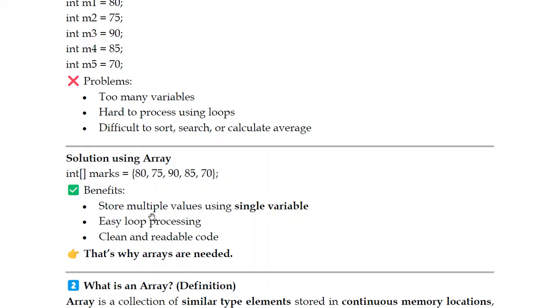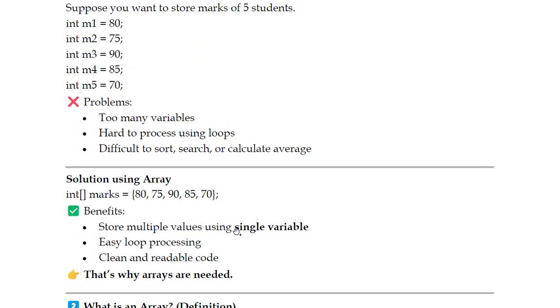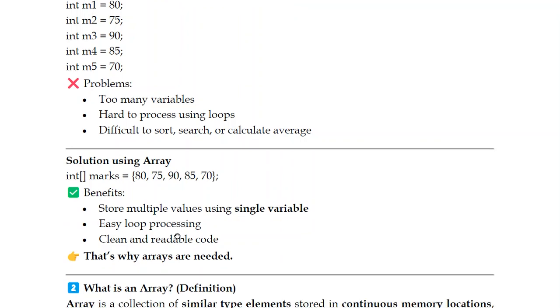So the benefit is storing multiple values using a single variable. In the previous example, you are using multiple variables. Here, using a single variable, we are storing multiple values. Easy loop processing, because it always starts with index number 0, so it's easy to traverse. Clean and readable code, anyone can easily understand. That's why arrays are needed. We'll discuss in a detailed manner in the next session.